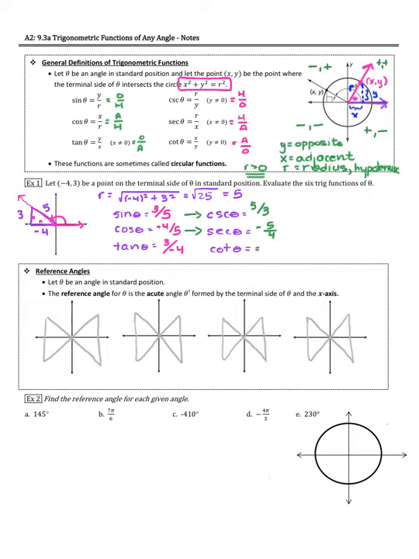And then cotangent is going to be -4/3. And so that's how you can come up with your 6 trig functions given any point on an xy coordinate system. You're going to want to find all 3 sides, make a triangle out of it by dropping a perpendicular down to the x-axis, and find your ratios.